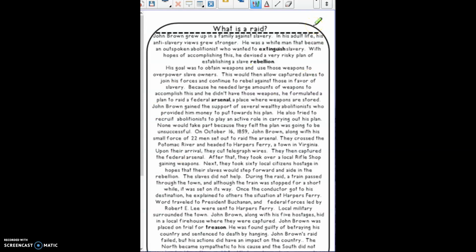This passage is about John Brown's raid on Harper's Ferry. Do you know what a raid is? It happens to be the question that the author is posing right here in the title. Let's see if you can tell me what a raid is after reading the passage. Before you do, let me give you some background knowledge.